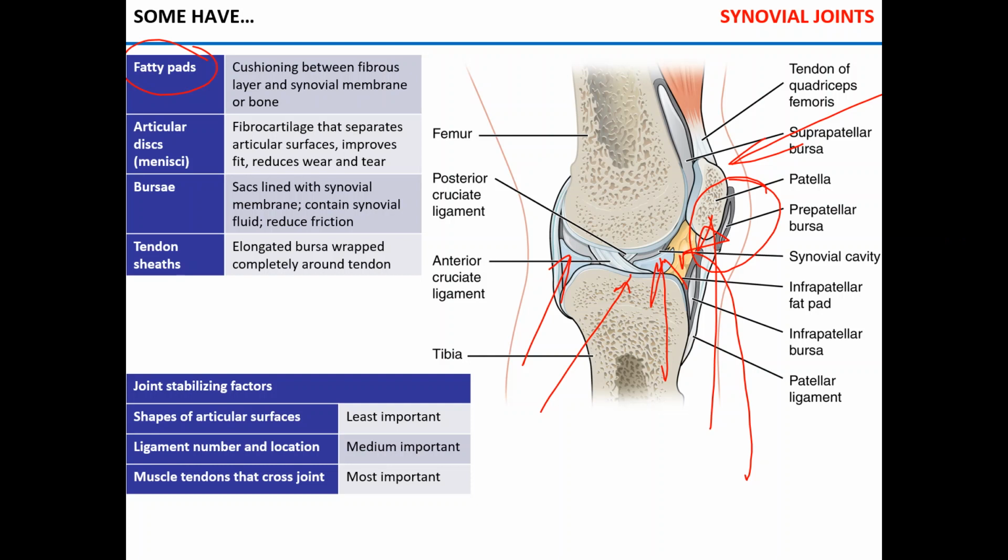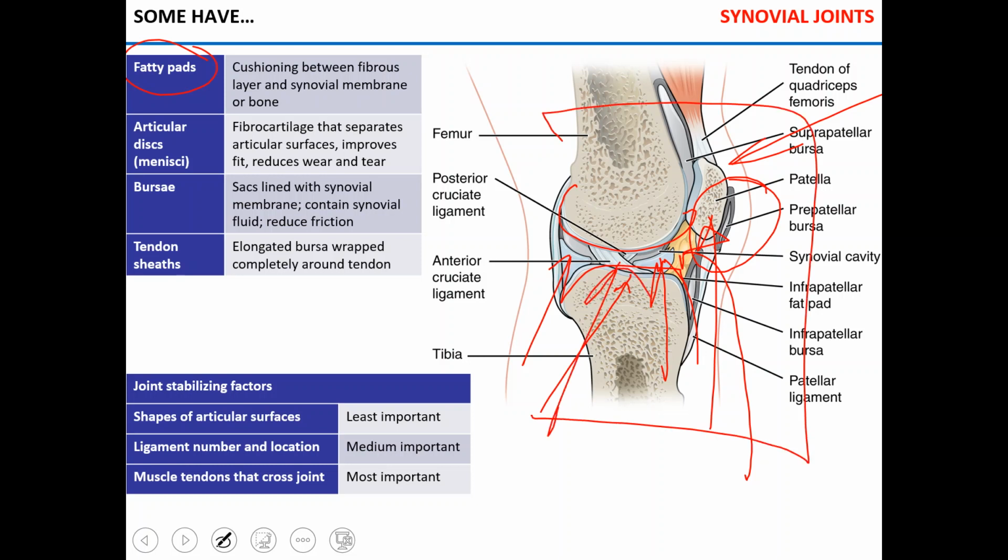So we all tend to think about joints sometimes being unstable. So what actually stabilizes the joint? The main stabilizing factors for the joint are the shapes of articular surface. Number of ligaments. You see that in the knee joint there are plenty of ligaments. For instance, anterior cruciate. And muscle tendons that cross the joint. So basically, which muscles move the joint. So the least important is shapes of articular surfaces.